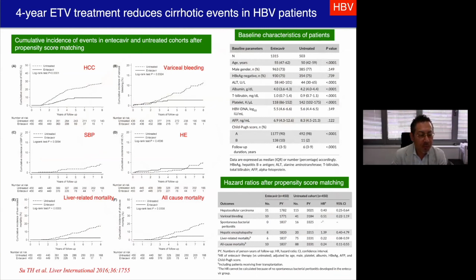This is a paper from Taiwan demonstrating that 4-year entecavir treatment reduces the cirrhotic events in HBV patients. After propensity score matching, hepatocellular carcinoma development, variceal bleeding, SBP, hepatic encephalopathy, liver-related mortality, and all-cause mortalities are all evidently lowered in entecavir treatment compared to untreated cohorts. This paper clearly indicates HBV control contributes to the prevention of liver fibrosis related and portal hypertension related events.